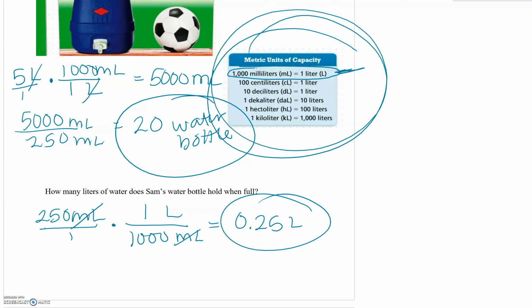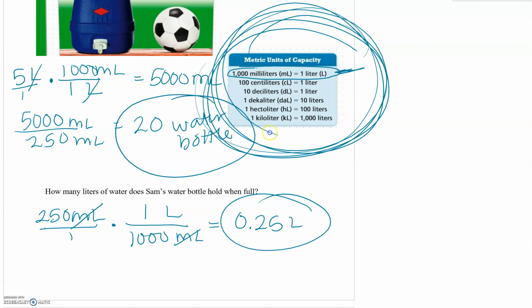Alright, so as you can see, it's going to be similar to what we did yesterday, looking at metric units. So metric units are usually by a base of 10, as you can see from this little example chart here. So we'll go ahead and dive into our first example.